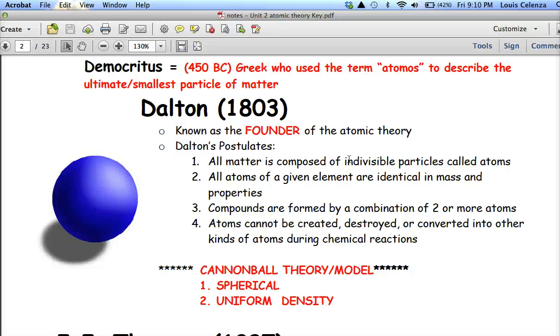And again, number 2 turns out to be wrong because of something called isotopes, which is a term that will become extremely important as we go on. His next 2 postulates are still correct today.